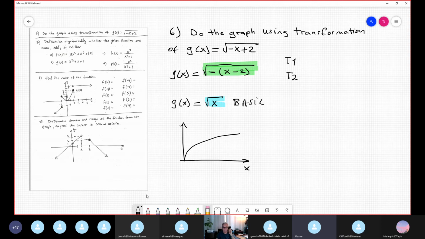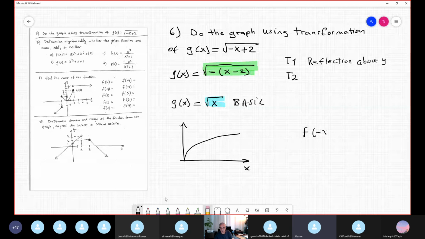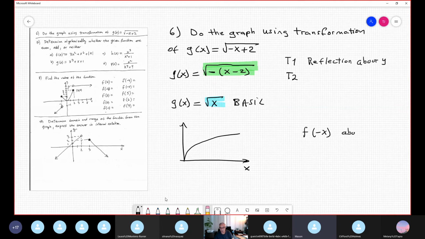Reflection. Exactly, because this negative here indicates reflection. But what kind of reflection? Because you have two reflections. Remember, we have reflection about y, or reflection about x. About y. Let me recall: if you change the sign inside the parentheses, it's about y. If you change the sign outside the parentheses, it's about x.